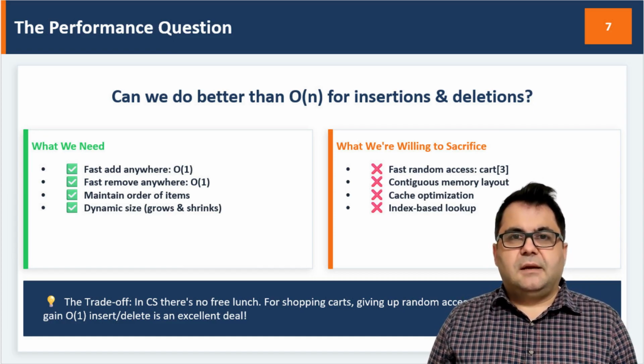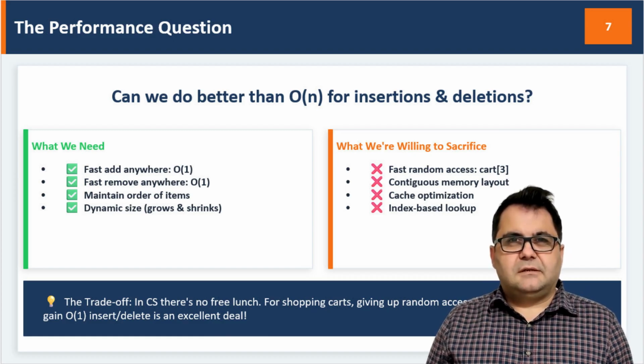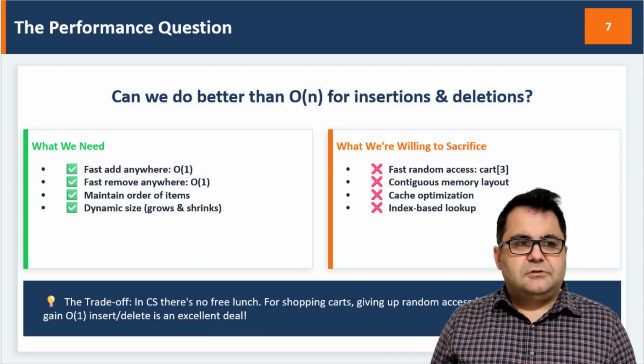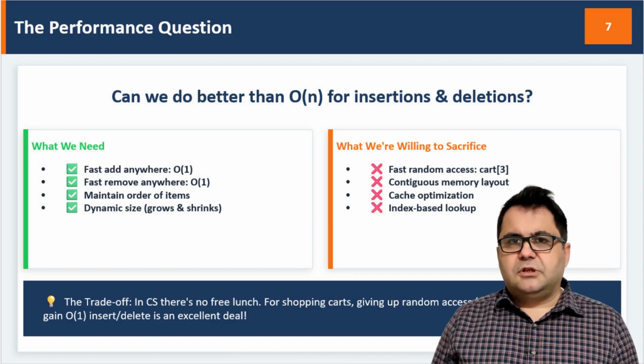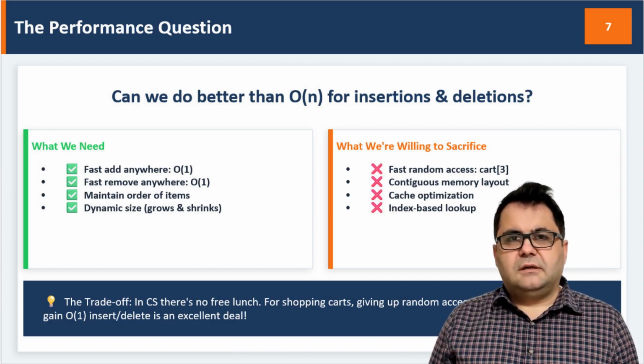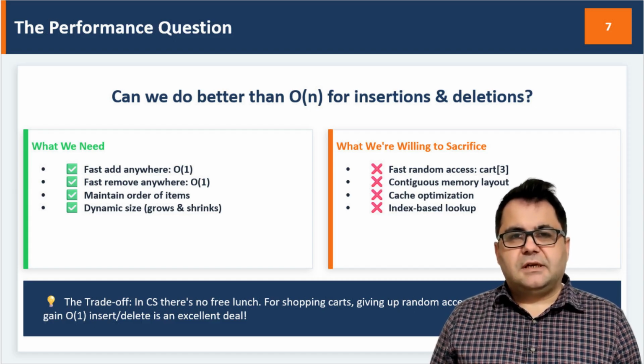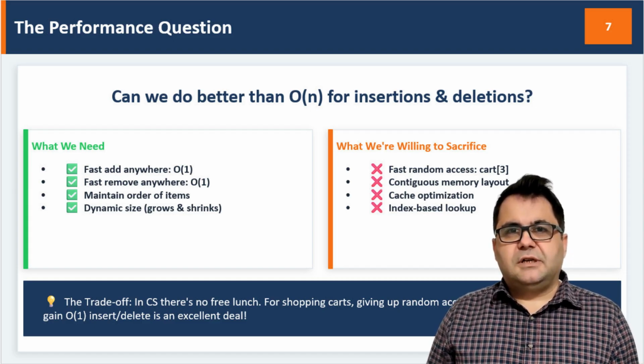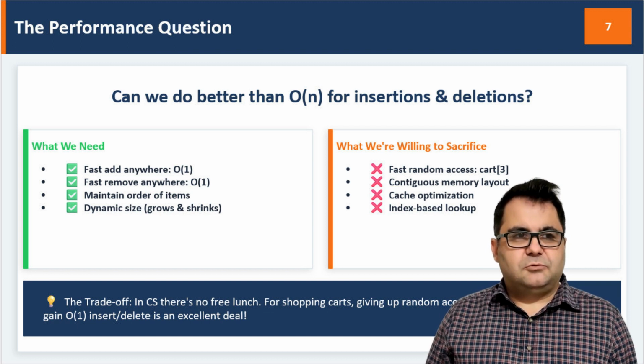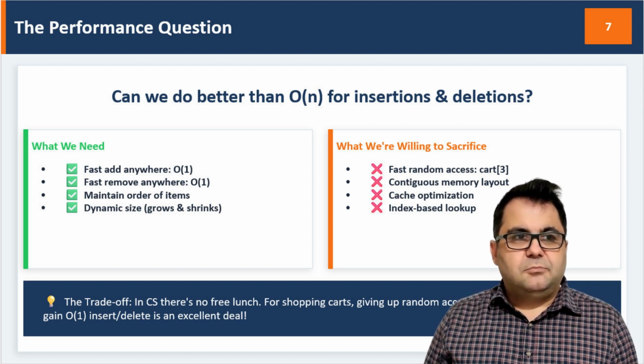For a shopping cart, absolutely. Think about it. How often do you access the fifth item in your cart? Almost never. You look at the whole cart, or you search for a specific item by name. Random access by index is useless here. So we trade something we don't use for something we desperately need. This is the art of computer science.